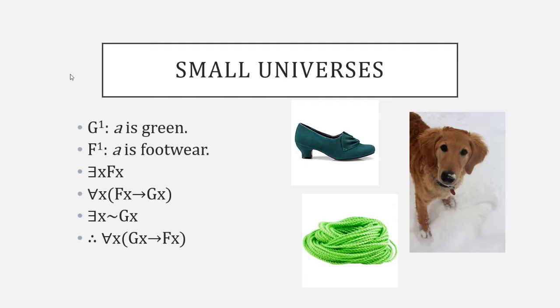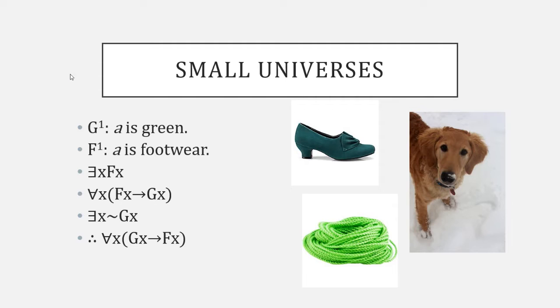Premise 2 says, for all things, if they're footwear, then they're green. So we go through our list of everything that satisfies the F predicate, that is, so far, just the shoe, right? The string is not footwear, Henry the dog is not footwear, so the only thing is this green shoe, and that shoe is green. So premise 2 is true, because all the objects that have the F predicate also have the G predicate.